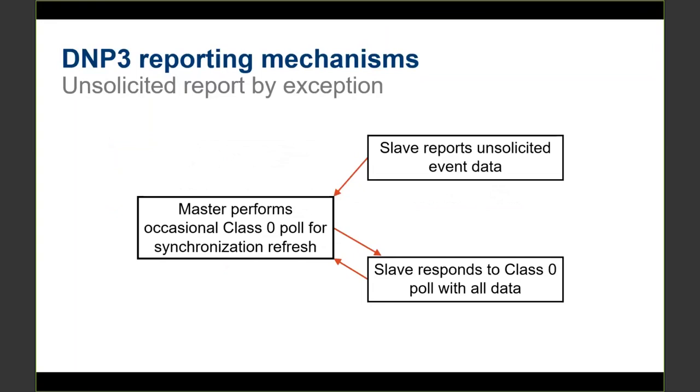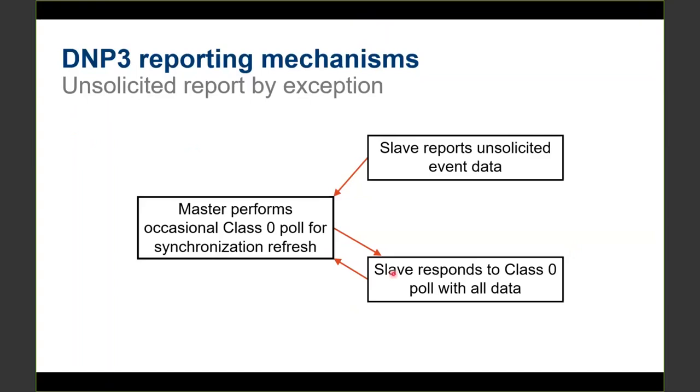Another way is the unsolicited report by exception. In this way, the slave station can occasionally send events to the master station without a request, and then just wait for a confirmation from the master station. After receiving this confirmation, the slave station will clear this event from the buffer.